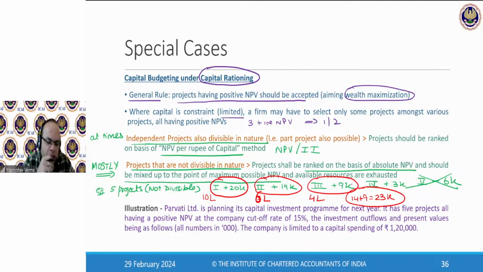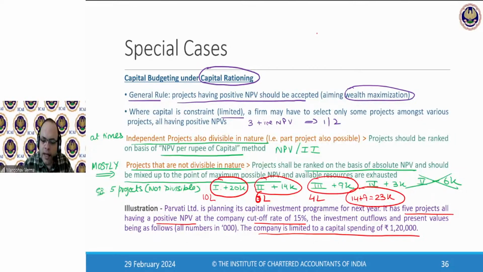Okay, with that thought process, let's also look at the illustration in this slide at the bottom. Parvati Limited is planning a capital investment program for the next year. It has 5 projects, all having a positive NPV. Very nice. The company's cutoff rate is 15%, so probably they would have calculated the NPV at 15%. Investment outflows and present values are all in thousands, and the company is limited to capital spending of 1,20,000.